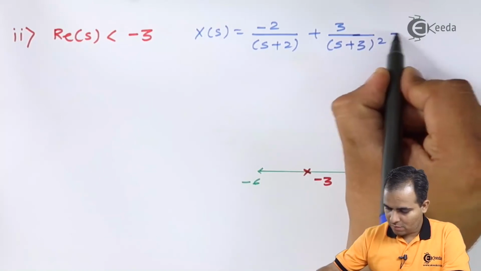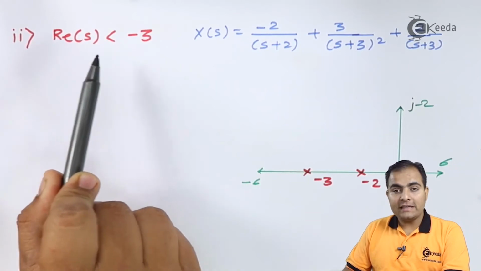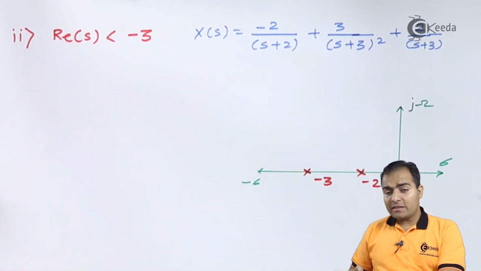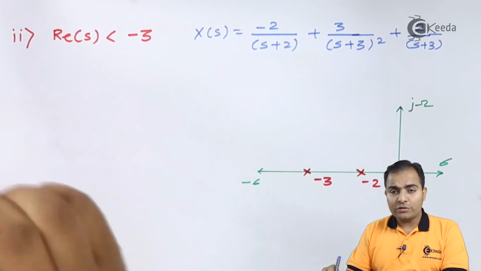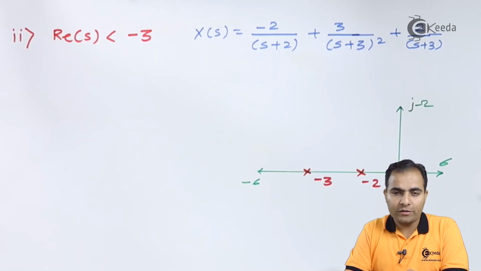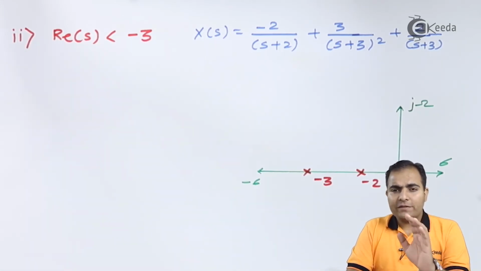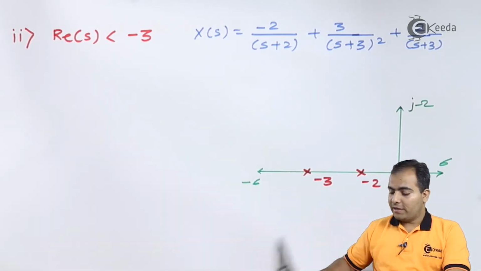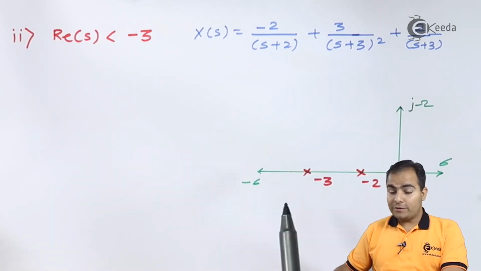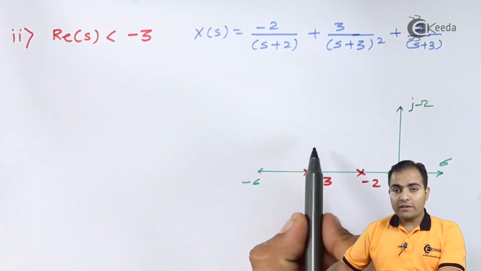Now the second ROC: real part of s is less than minus 3. Less than minus 3 means what? This ROC gives us a left-sided ROC. Left-sided ROC means what? According to property number 8, if the ROC is left-sided, then the ROC is always plotted on the left-hand side of the leftmost pole. Here the leftmost pole is minus 3, which means the ROC is available on the left-hand side of this leftmost pole. So I will mark the region first.